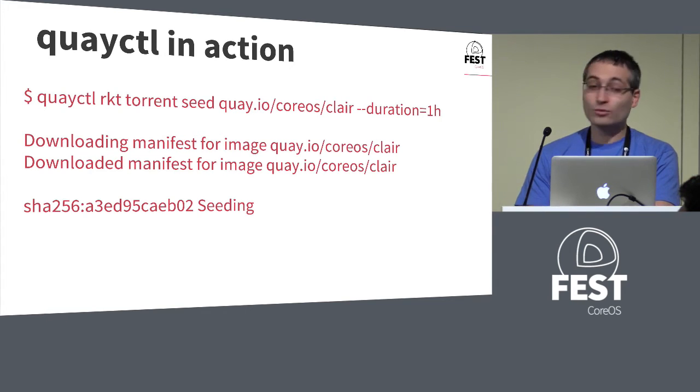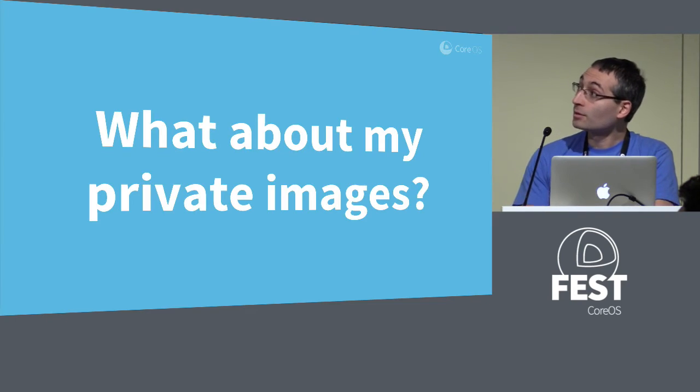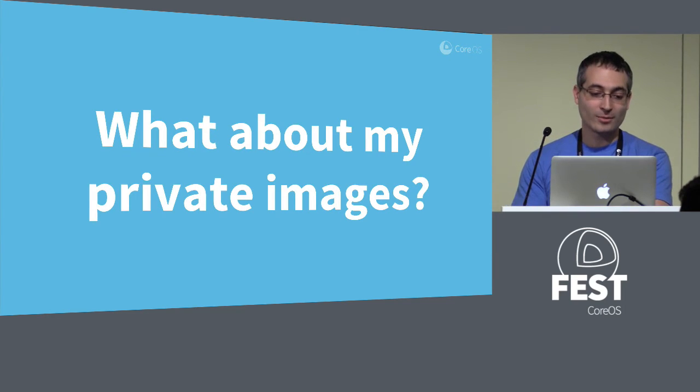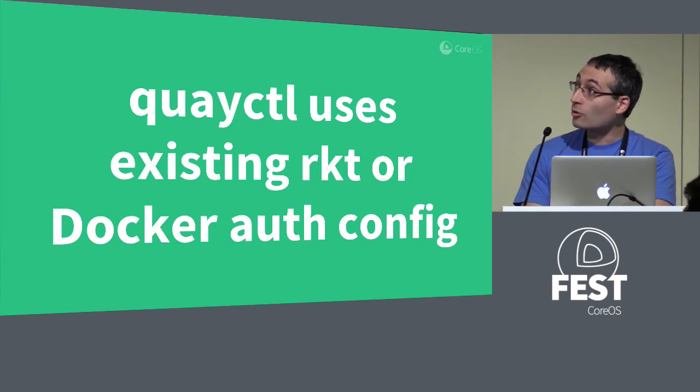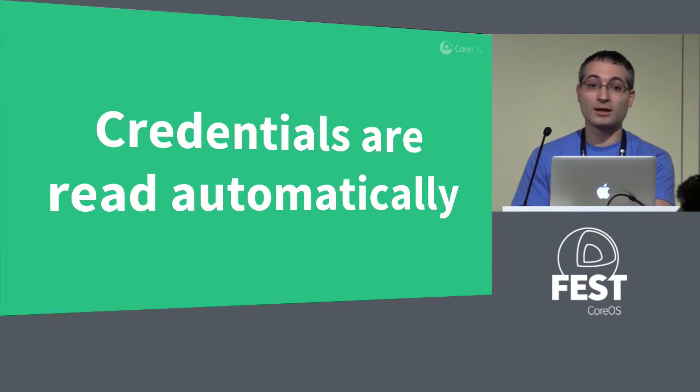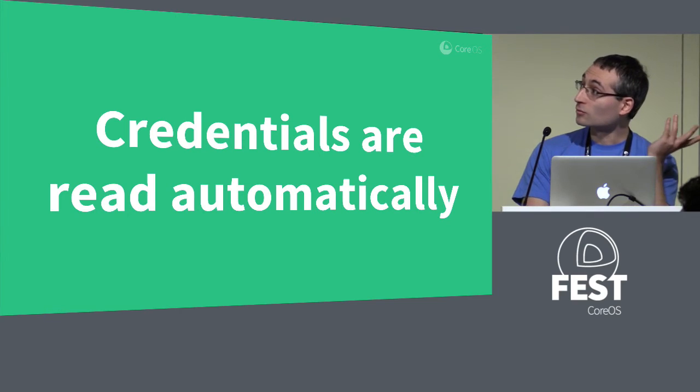Now, this is really useful for public images. What about private ones? Really, we want to be able to deploy our private images. Well, QuakeCuddle actually uses your existing Rocket or Docker auth config. So if you want to do a pull, same thing. Just do torrent pull, and it'll read the credentials out of your Rocket configuration for Rocket and your Docker configuration for Docker. Credentials are read automatically.